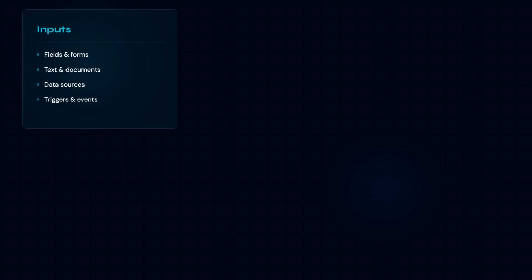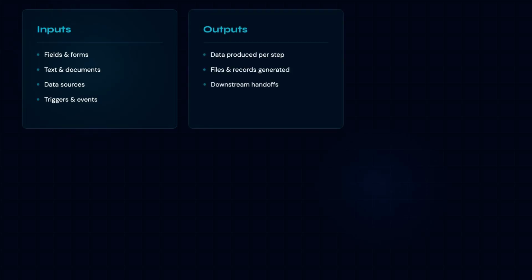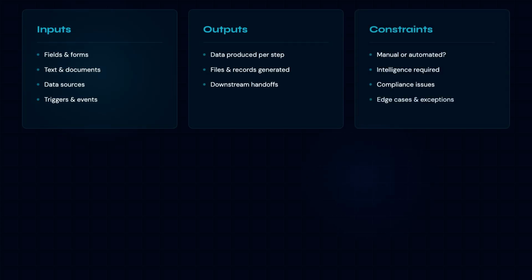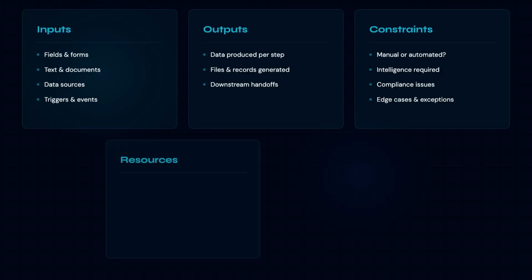fields, forms, text, or any sort of data sources that are used in the process. Second is outputs, so what does each step or task produce at each part? We'll also know the constraints at each level of the process as well. So is it a manual process already? Is it automated? Does it require a lot of intelligence? Maybe there's some compliance issues there. And knowing those constraints are important for our AI. Next is resources. So who currently does this task today? What are the numbers of employees performing this task? And how long does each step in this process take?